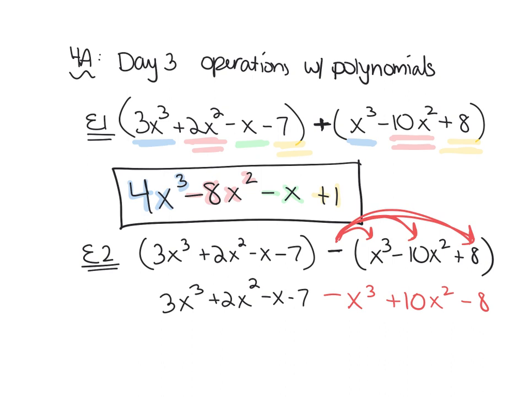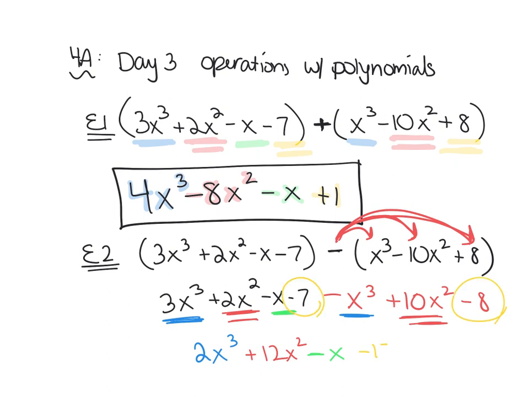And then we're just going to add our like terms. 3x cubed minus 1x cubed, which is 2x cubed. Then you have 2x squared and 10x squared, which leaves you with 12x squared. Then we have a minus x, nothing goes with it. And then we have our final one, the minus 7 and the minus 8, which leaves us with a negative 15. So your final answer when you subtract these is 2x cubed plus 12x squared minus x minus 15.